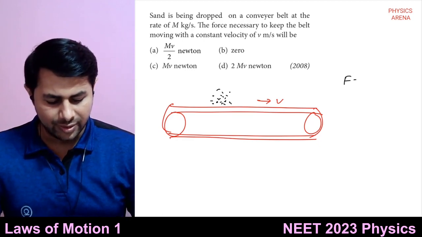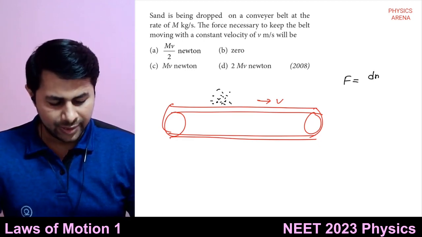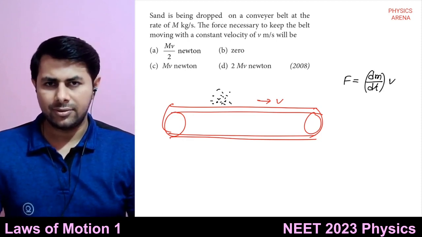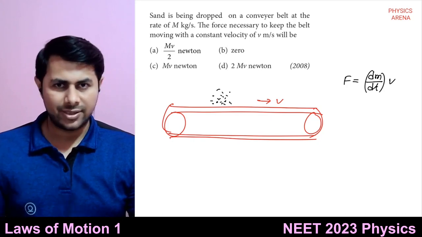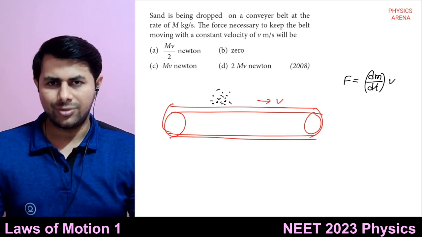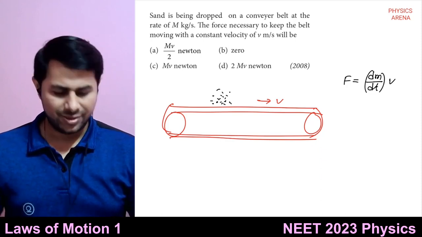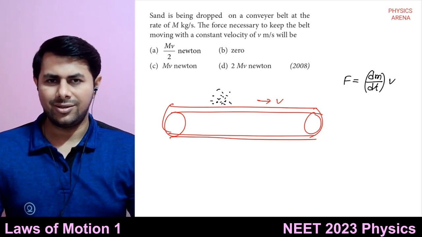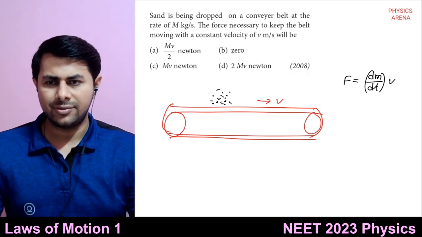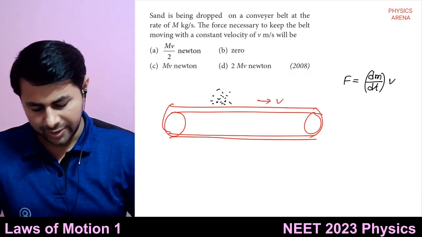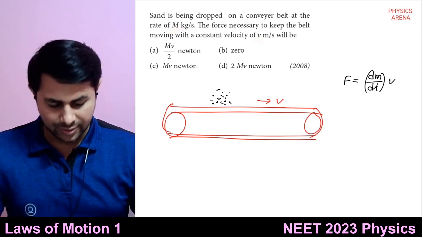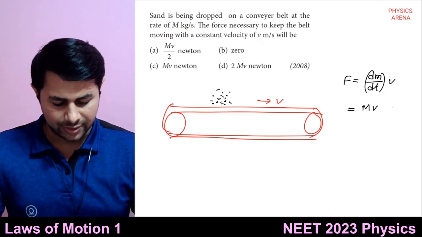So what can you say? F is equal to what? dm by dt multiplied with v. You want v constant, mass is changing, so force is equal to dm by dt multiplied with v. Same idea as that of the rocket, but applied to a different case. This is clear. So what is dm by dt? dm by dt is m, so m times v is the answer, mv Newton.